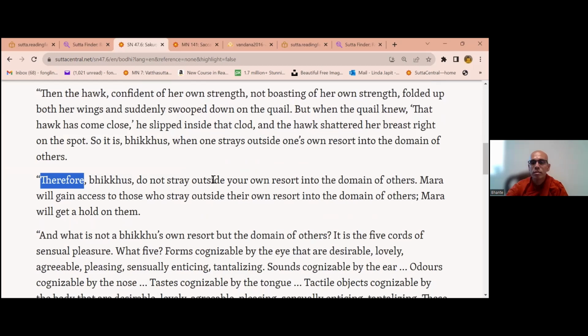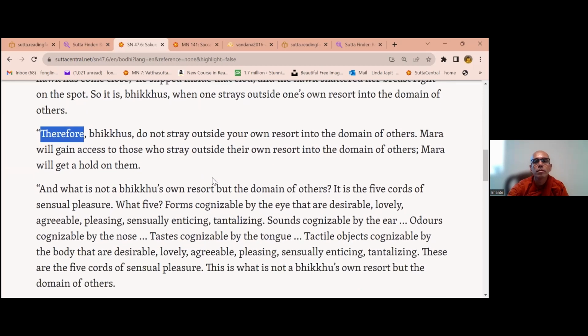Therefore, bhikkhus, do not stray outside your own resort into the domain of others. Māra will gain access to those who stray outside their own resort into the domain of others. Māra will get a hold on them. Sadhu, sadhu, sadhu. You have a new word, maybe M-A-R-A, Māra.